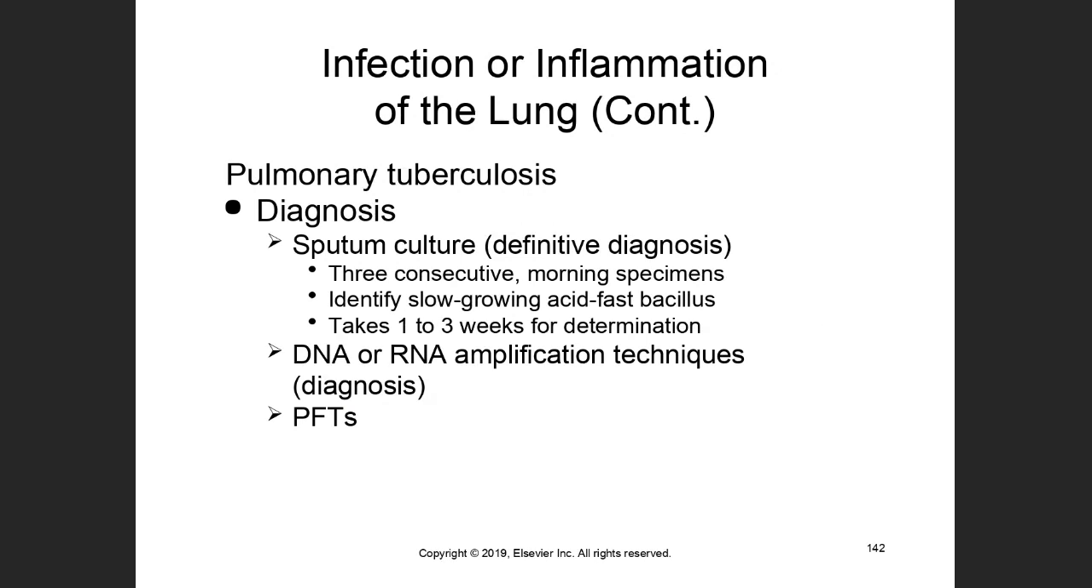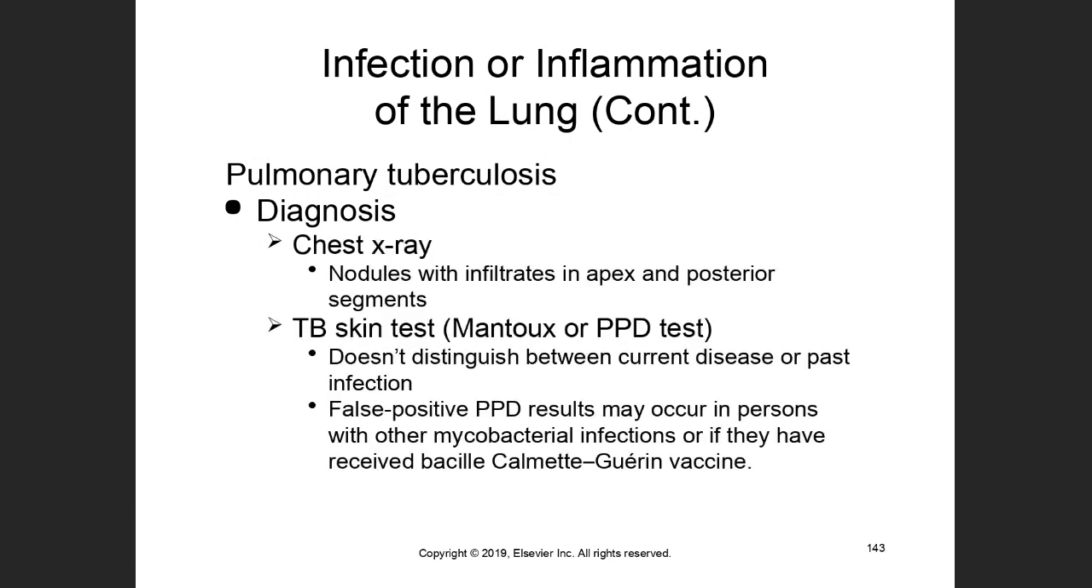Diagnosis: sputum culture, definite diagnosis, 3 consecutive morning specimens, DNA and RNA amplification, pulmonary function test, chest X-ray, TB skin test. The TB skin test is for screening. If the patient comes with active tuberculosis, you don't do this test because that test takes like 48 hours. So you don't need it.